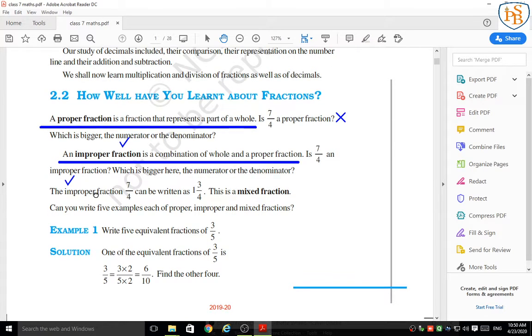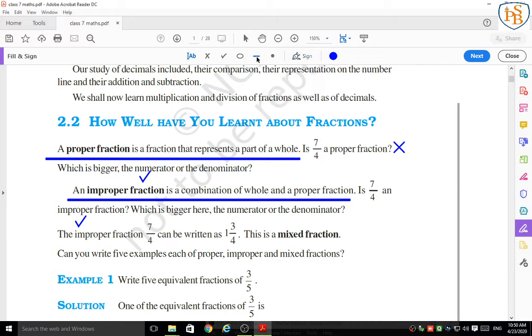The improper fraction 7/4 can be written as 1 and 3/4. This is a mixed fraction. Look carefully. When I am going to solve 7/4, how can I divide those numbers? 4 ones are 4. So I have to write here 1. And what will be our remainder? If I subtract 4 from 7, my remainder will be 3.